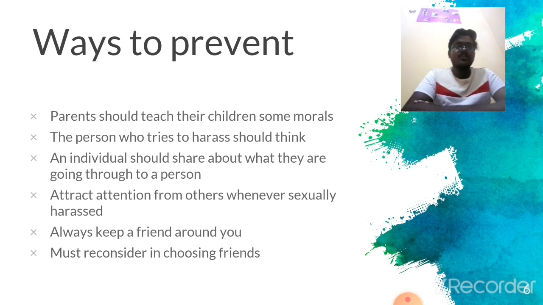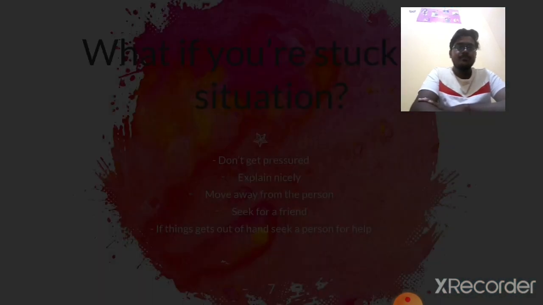And last but not least, we must reconsider in choosing friends. This goes both ways. One, we need to know our friends have good moral values so that they don't act weirdly to us and might even sexually harass us. Secondly, we need to choose friends who have good moral values so that we don't build ourselves up to sexually harass people, because if our friends are bad people, so do we become, because we follow them. And if they sexually harass people, so do we.